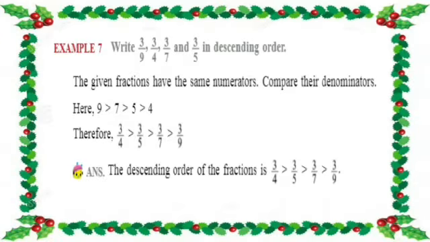Let us see another example. Write 3 by 9, 3 by 4, 3 by 7 and 3 by 5 in descending order. As the numerators are same in the given fractions, compare their denominators. Here 9 is greater than 7, is greater than 5, is greater than 4. But we already know that the fraction with the smaller denominator is greater. So, 3 by 4 is greater than 3 by 5, is greater than 3 by 7, is greater than 3 by 9, which is the descending order of the given fractions.